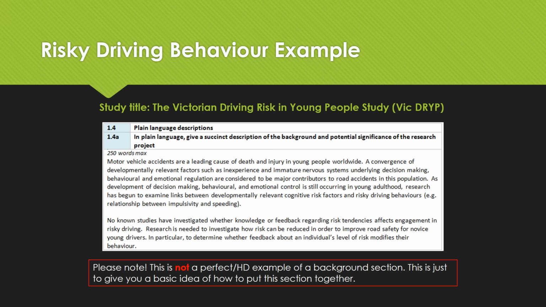The worked example we will be using in this screencast is not a perfect example of a background section. This example is just to give you a basic idea of what information should be included in Section 1 of the ethics application. The example we will be using is a study on the use of feedback regarding risk tendencies and whether this can be used to reduce risky driving behaviour in young novice drivers. This study is titled The Victorian Driving Risk in Young People Study.